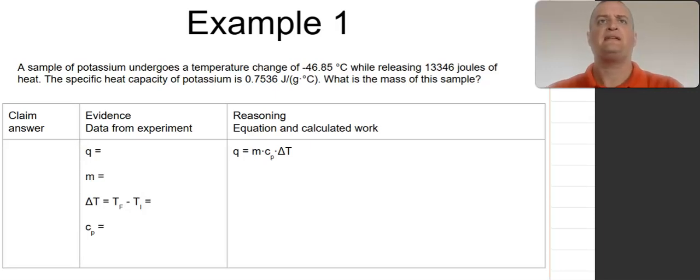So a sample of potassium, that's just an element, undergoes a temperature change of negative 46.85 degrees Celsius. So this is our temperature change, negative 46.85 degrees Celsius, while releasing so many joules of heat. Now releasing means it's losing, so it's negative.